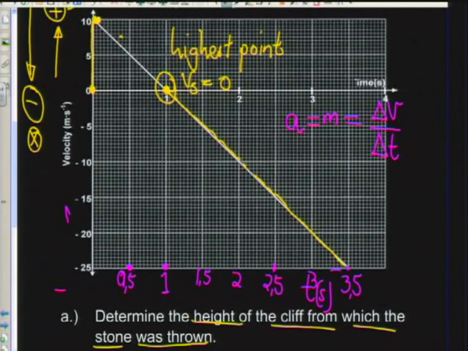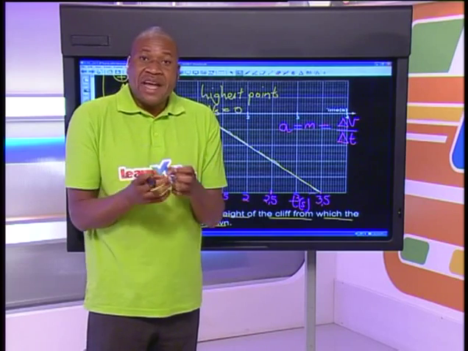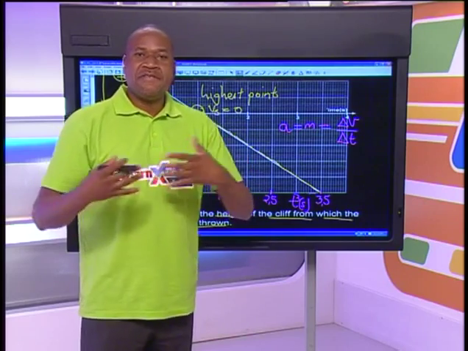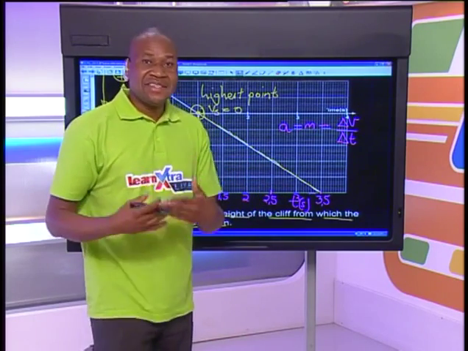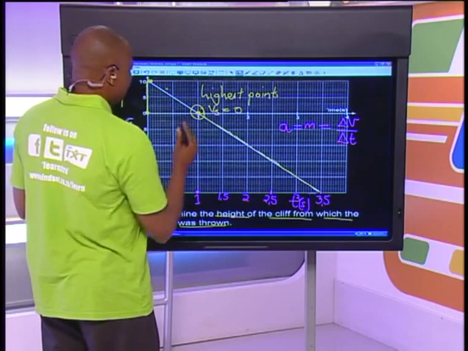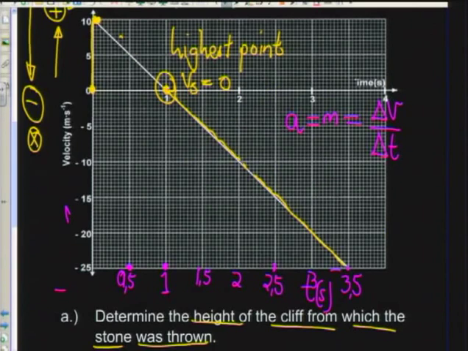So from this graph, now I want to find out what that gradient is. And remember, what does the gradient of a velocity-time graph give us? It gives us the acceleration. Let's work it out. If I want to get the acceleration, for example, between time 1 second and time 2 seconds, or maybe let me just use between 2 seconds and 3 seconds.